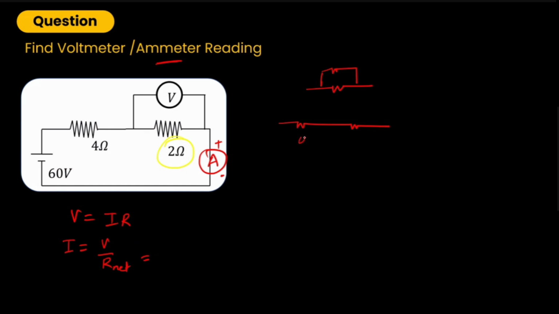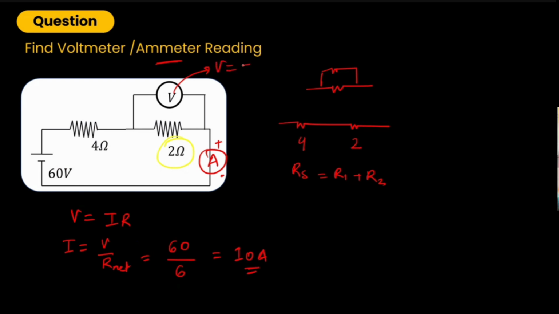So how do we solve it? First of all, tell me the value of the potential of the battery, and what should be the net resistance now? The sum of these two, because these are a series combination, so it should be R1 plus R2. So it is going to be 6. So what is the current? 10 amperes. 10 amperes.